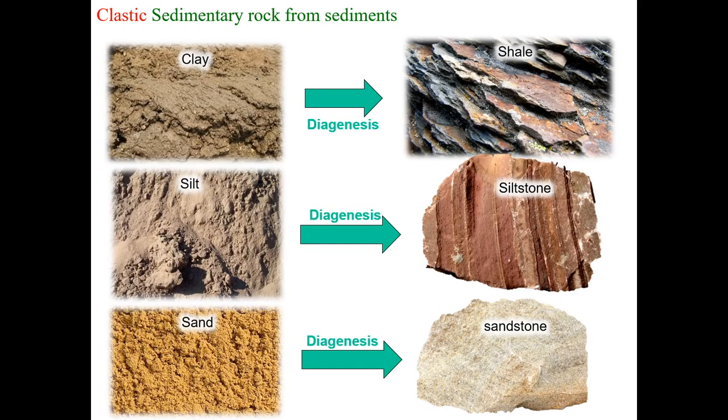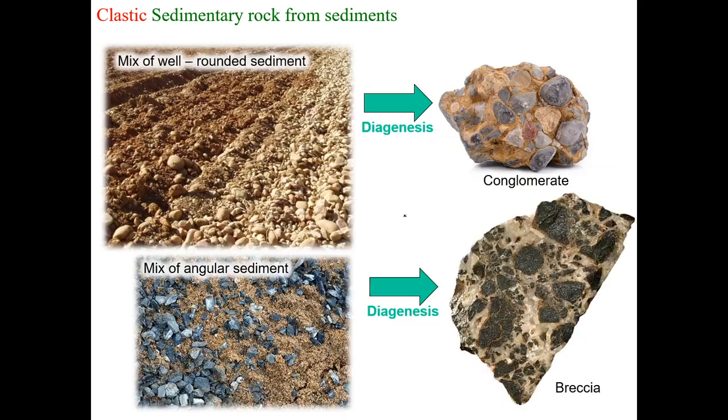Okay, so when clay undergoes diagenesis, lithification. Diagenesis is just another word for lithification. Okay. When diagenesis occurs, you end up with a shale. When silt undergoes diagenesis, you get a siltstone. When sand undergoes diagenesis, you get a sandstone. Okay. When you have a mix of well-rounded sediment, you end up with a conglomerate. But if that sediment is angular, we call it a different term. We call it a breccia.